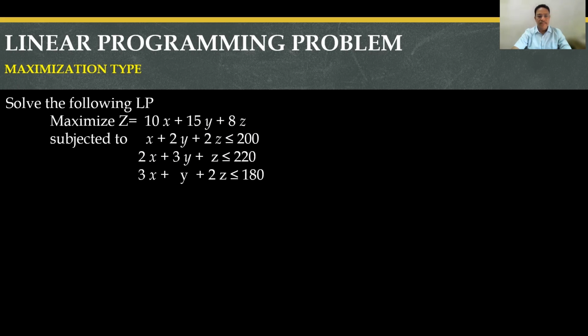There is nothing new in this LP problem, but the lower bound comes in with the non-negativity restriction. Usually x, y, and z are greater than or equal to 0. But here x is greater than or equal to 10, y is greater than or equal to 20, and z is greater than or equal to 30. So this is another type of lower bound.